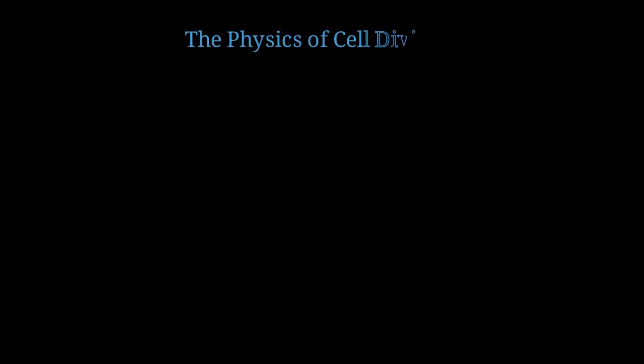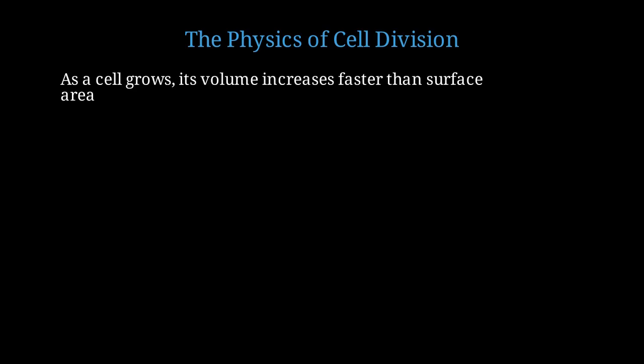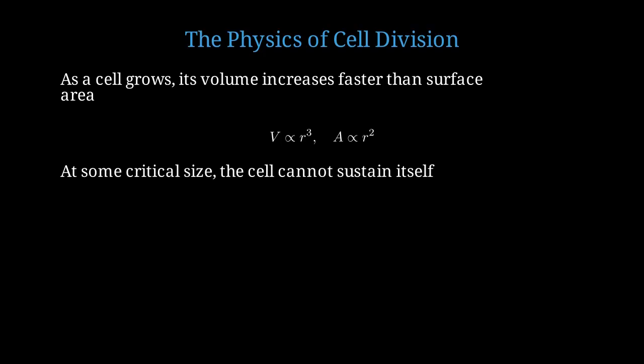Let's examine the physics of why cells divide rather than growing indefinitely. We've established that as a cell grows, volume increases as the cube of radius, while surface area only increases as the square. This creates an imbalance. Volume is proportional to r cubed. Surface area is proportional to r squared. At some critical size, the cell simply cannot import nutrients and export wastes fast enough to sustain its metabolism.